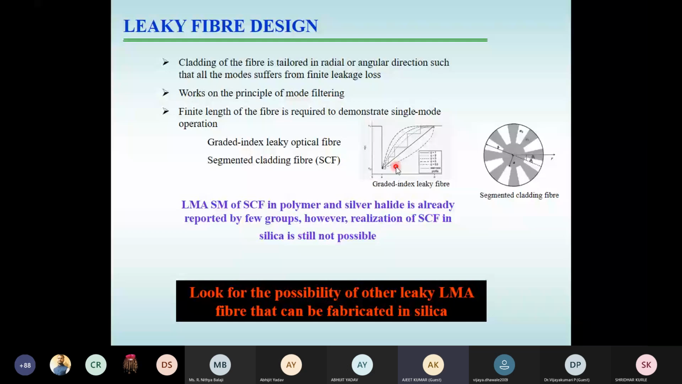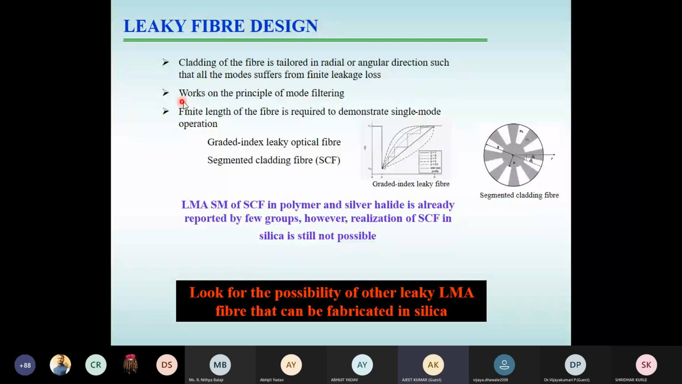If you can do it, then what will happen? You are launching the light here, and initially you have multi-mode propagation. As the modes propagate inside the fiber, after a few meters of distance all the higher order modes will be filtered out, and you are left with a single fundamental mode, and that fundamental mode is propagating through a large core. So this is the main principle.